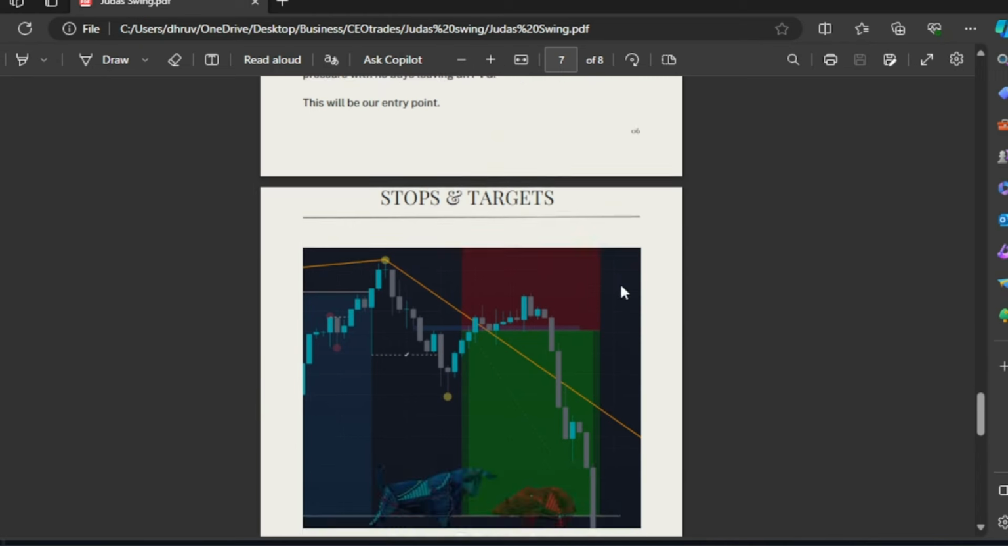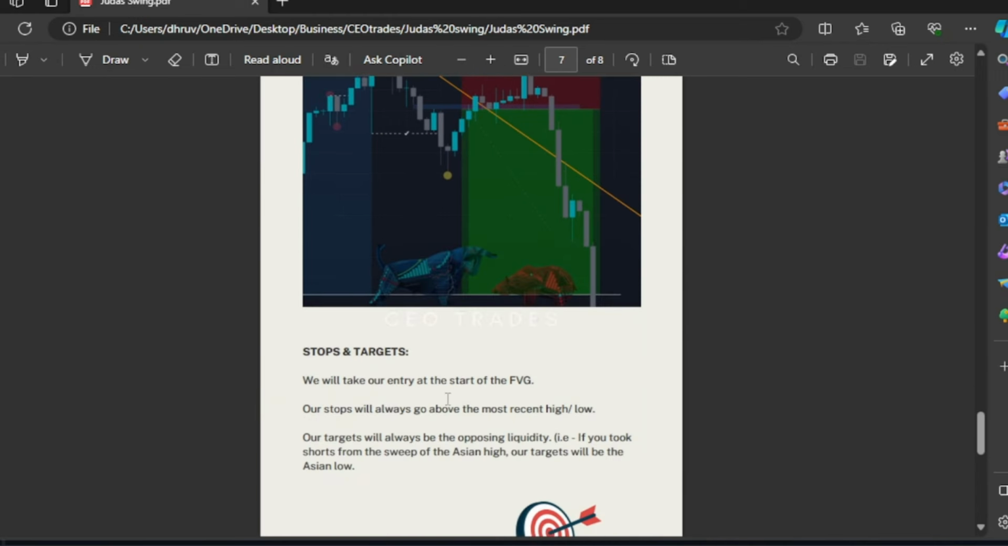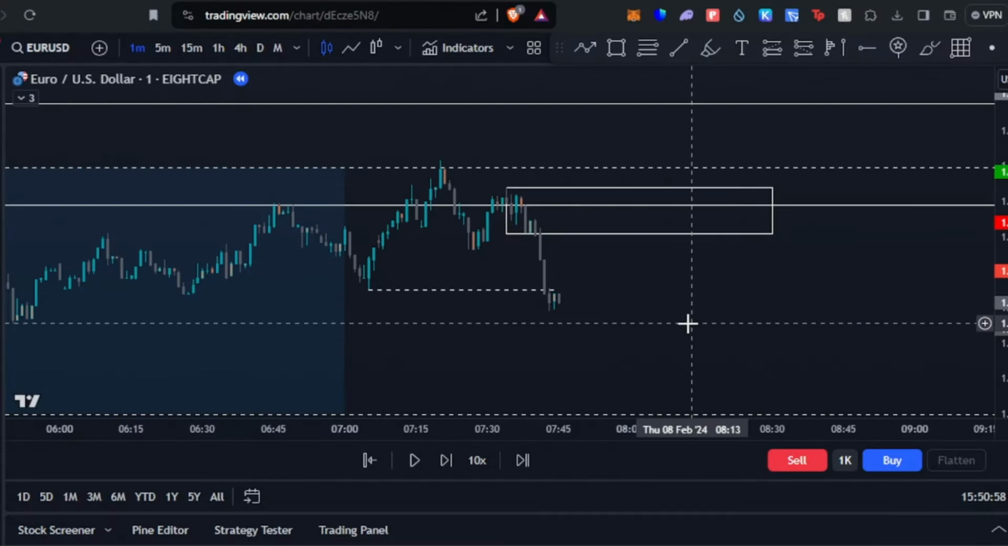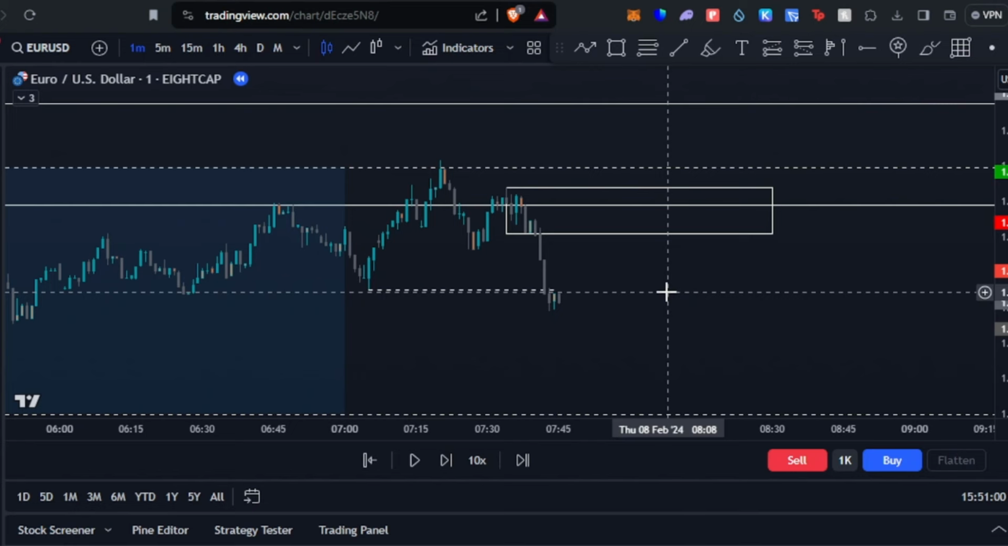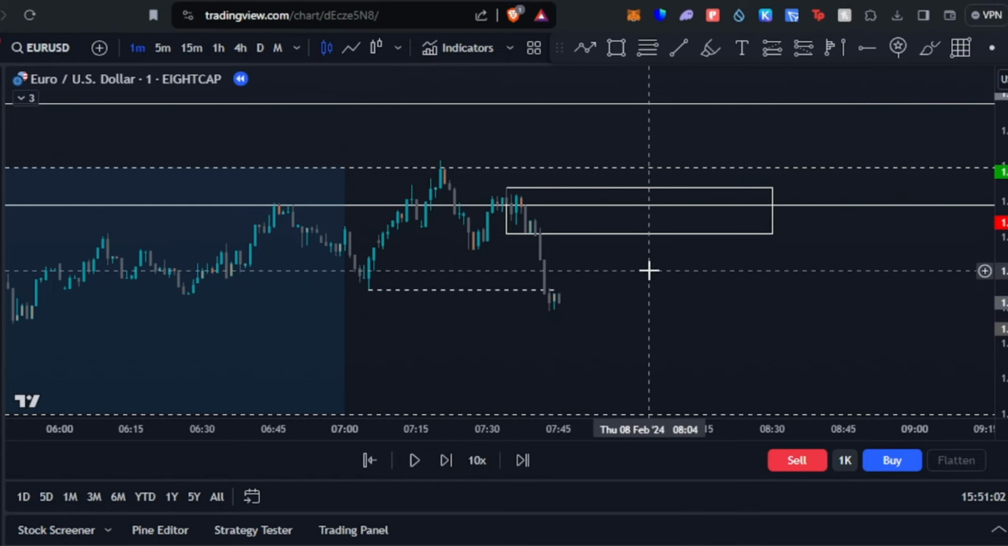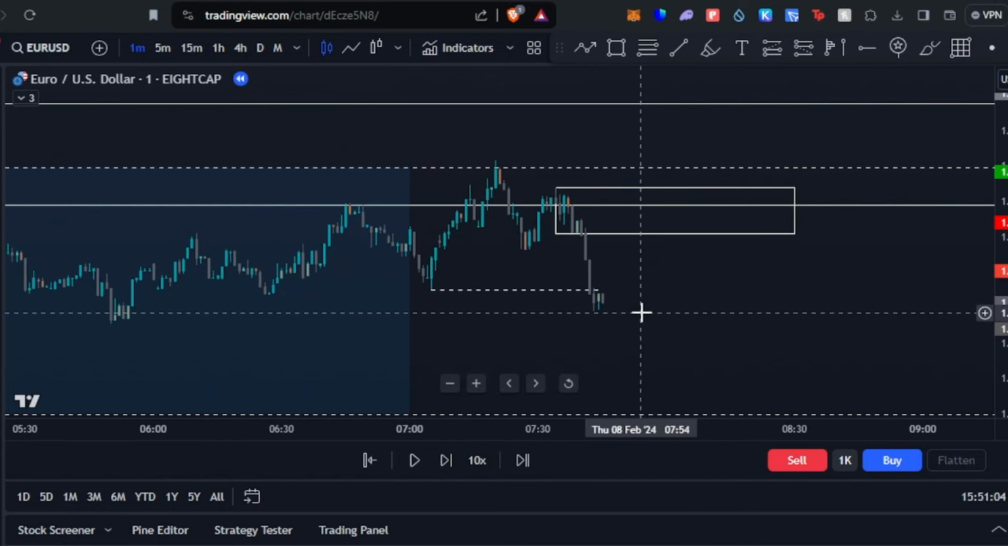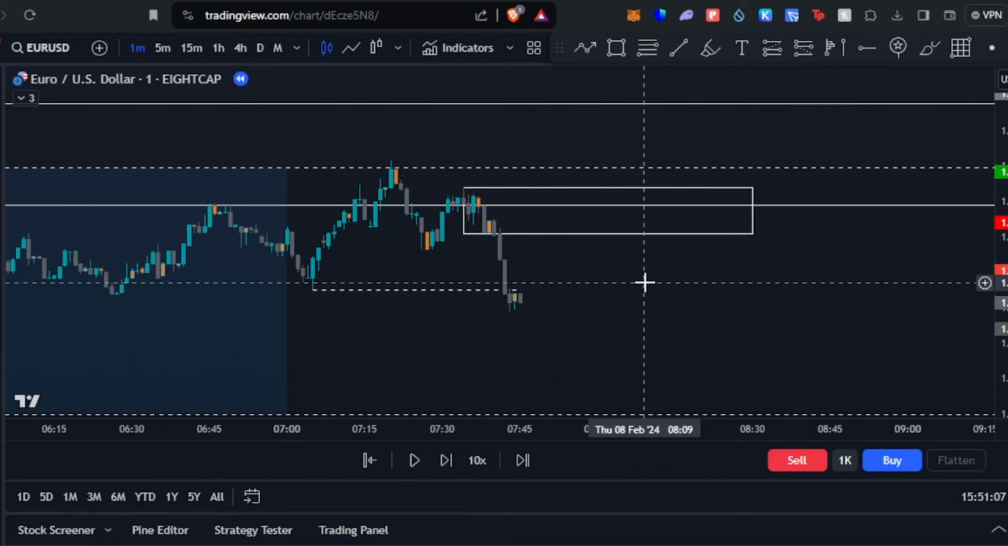So after we identify our fair value gap, we will take our entry at the open of the fair value gap. Our stops will go above the most recent high or low, and we will always target the opposing liquidity. So that is now our framework completed. We've identified this trade setup. So now all we have to do is figure out where our fair value gap is.